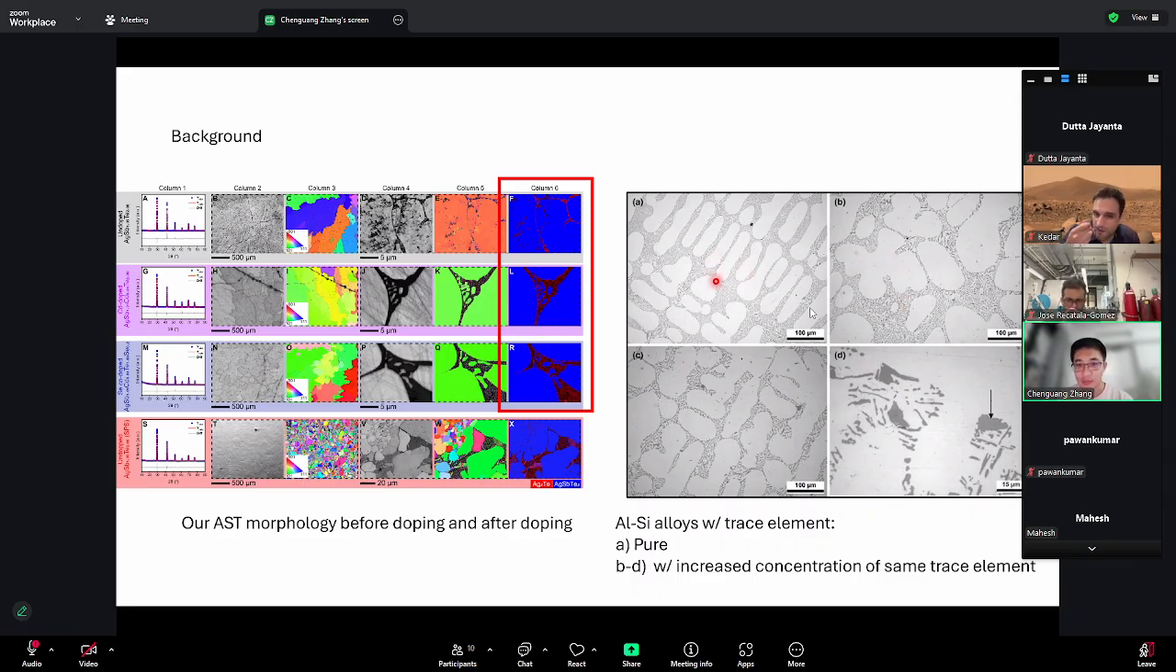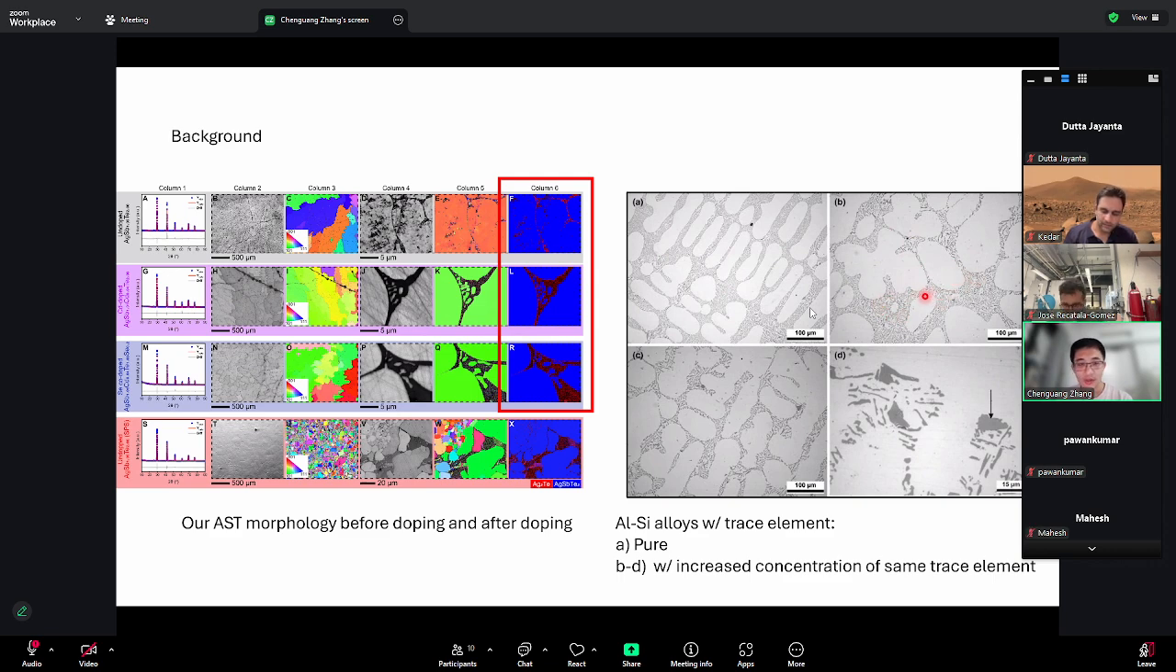And in this picture, in figure A, it's an aluminum and silicon eutectic alloy. The white region is the aluminum, and the black region is the silicon. If you add some trace elements, here they add calcium or magnesium into the materials, almost 50 to 200 ppm, then you might see the morphology of the silicon has already changed.